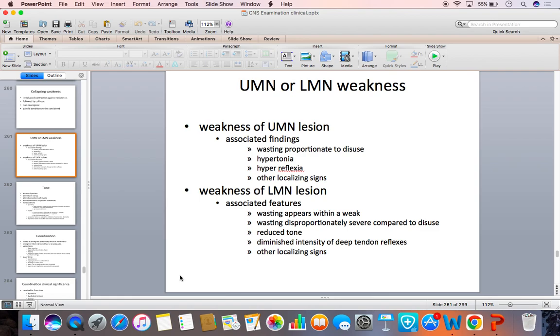Weakness of the LMN, how to differentiate, what are the features? Associated with wasting that appears within a week. Okay, it is disproportionate to disuse. The weakness is severe. Hypotonia, that is reduced tone. Diminished intensity of deep and superficial reflexes. There is hyperreflexia in upper motor neuron lesion, whereas the reflexes are diminished in lower motor neuron lesion. Then other localizing signs depending upon the site of the lesion in the LMN lesions also.